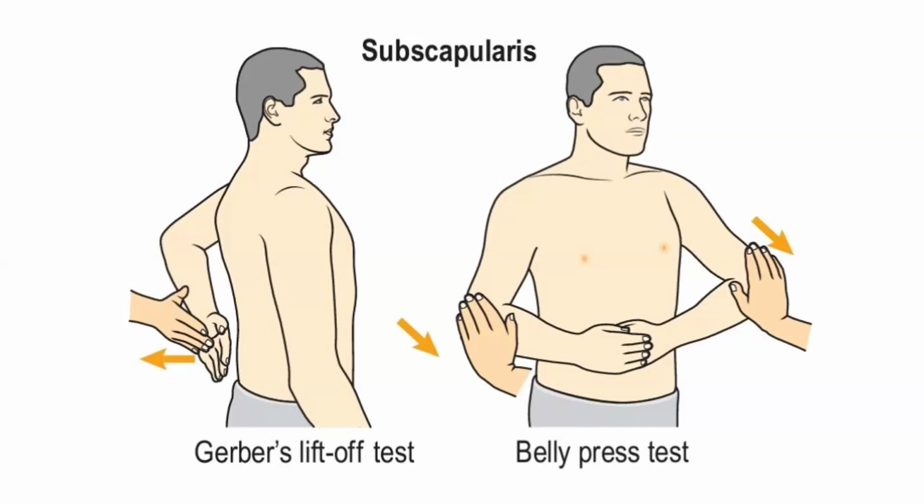The other one is the belly press test. Put the hands on the belly and press the belly inward, and the patient brings their elbow forward while the examiner tries to push the elbow posteriorly.